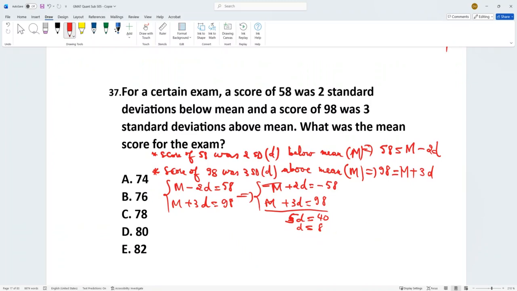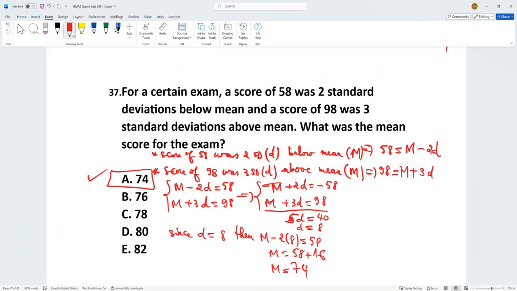Now, since we have D, we can find M. Since D is equal to 8, the standard deviation is 8, then M minus 2 times 8 equals 58. M is equal to 58 plus 16, because the minus 16 goes to the other side as plus 16, and this gives us 74. So answer A is the answer you're looking for.